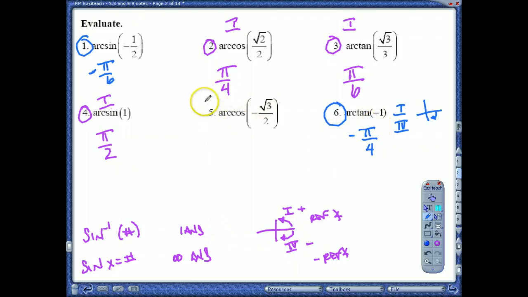Cosine, arccosine is negative in the second quadrant. So I'm going to have to find my reference angle, which in this case, cosine square root of 3 over 2, that's my 30-degree guy. So that's pi over 6. Arccosine is negative in the second quadrant, so I'm going to have to take pi minus my reference angle, which is 5 pi over 6. So cosine is going to be a little bit more work because it's positive in the first quadrant, negative in the second quadrant.